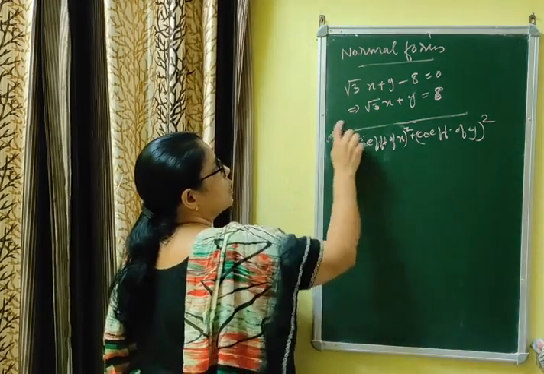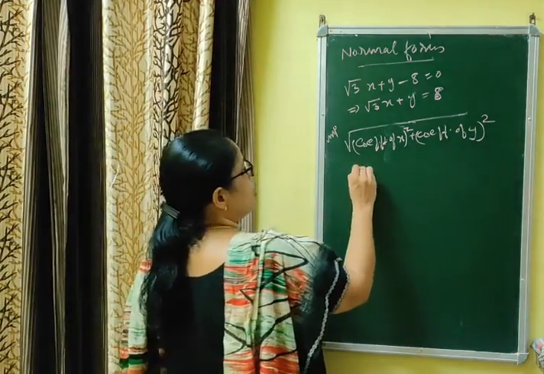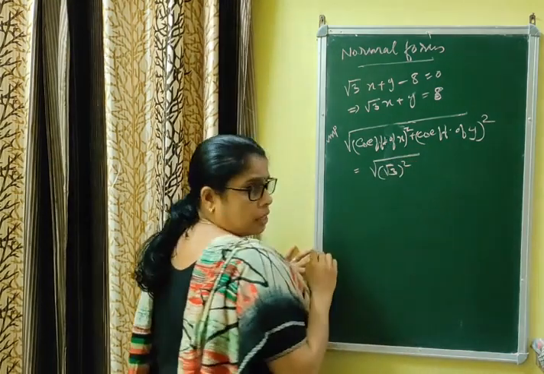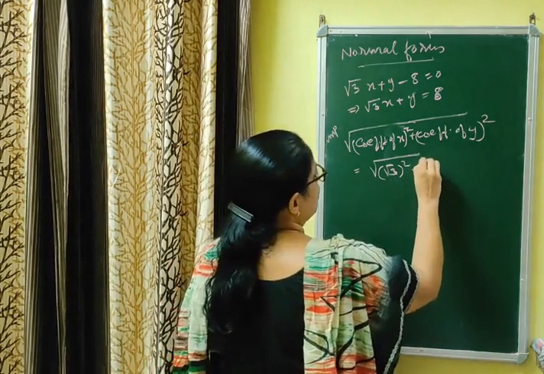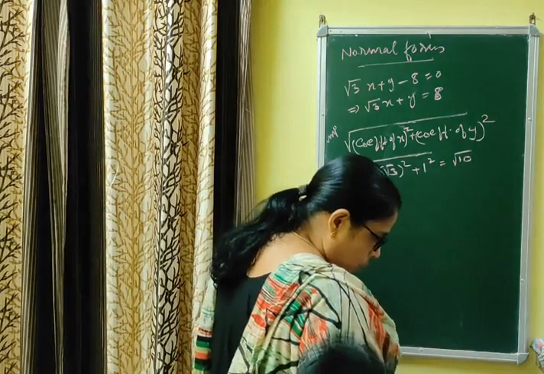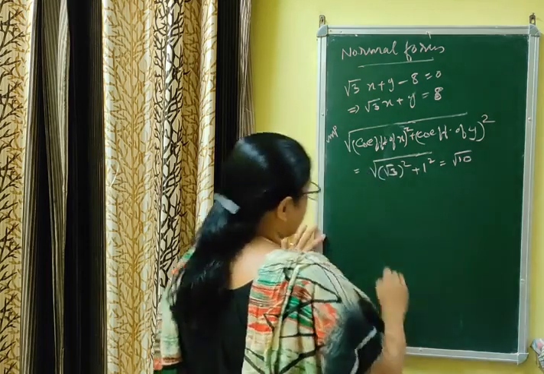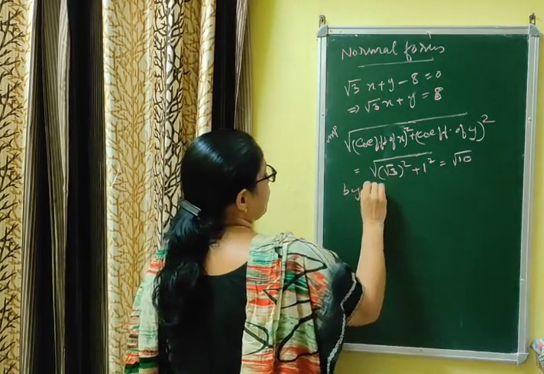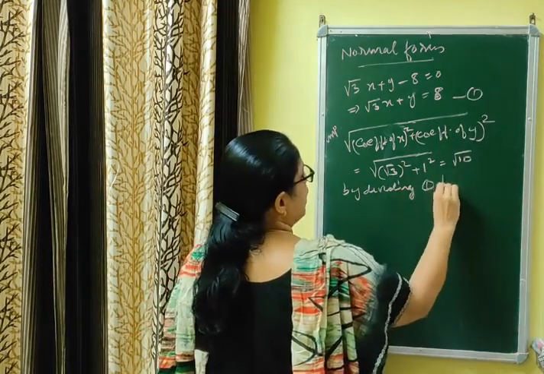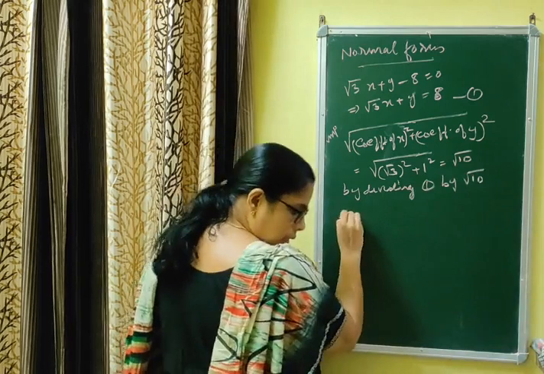You have to divide the whole equation by the square root of coefficient of x whole square plus coefficient of y whole square. That is, under root of root 3 whole square plus 1 square. It is better to do it separately, otherwise you will get confused. Let it be equation number 1, and we divide it by the square root of the coefficient of x whole square plus coefficient of y whole square.